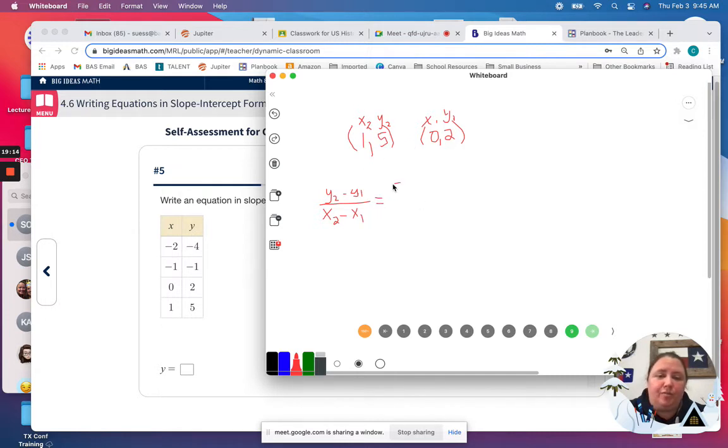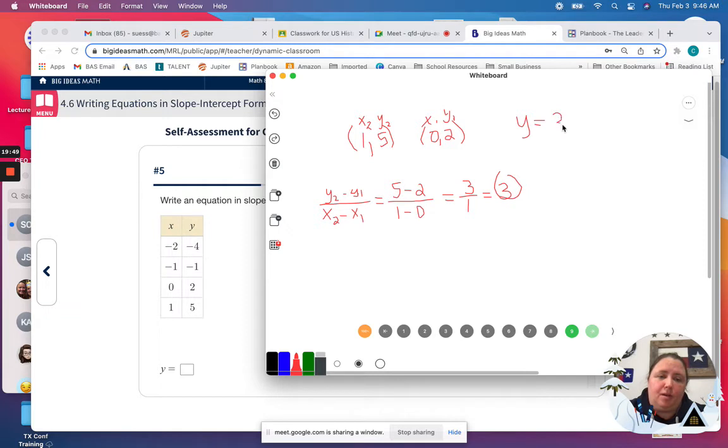All right, so now let's plug them in. Our y2 is 5 minus our y1, which is 2, over, what's my x2? 1. Yes, and x1? 0. All right, let's do the math. What's 5 minus 2? 3. 1 minus 0 is 1. Any whole number over 1 is just 3. Excellent. So far in my equation, I have y equals, my slope is 3.